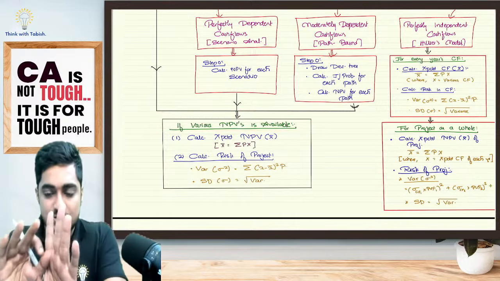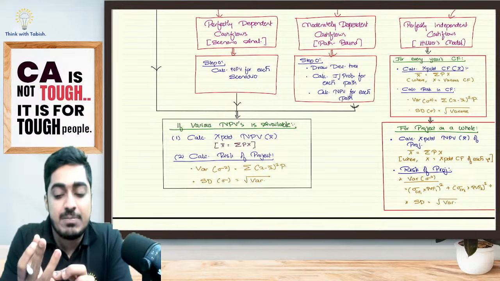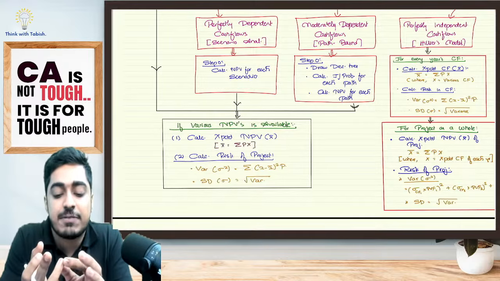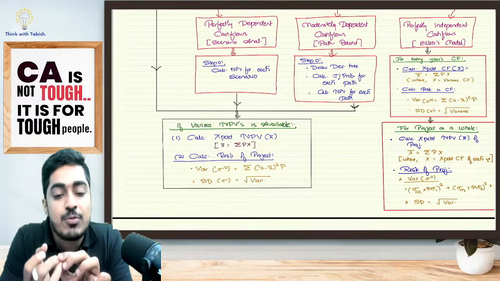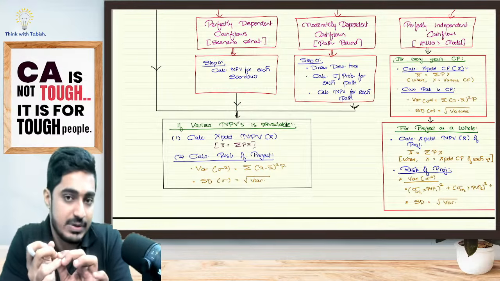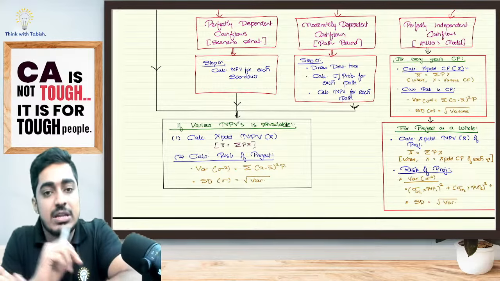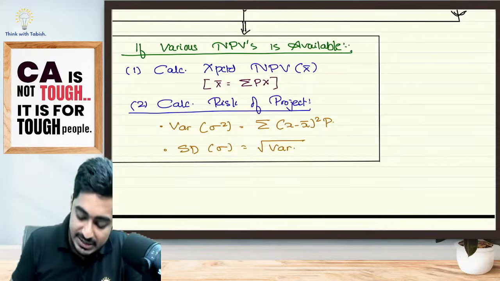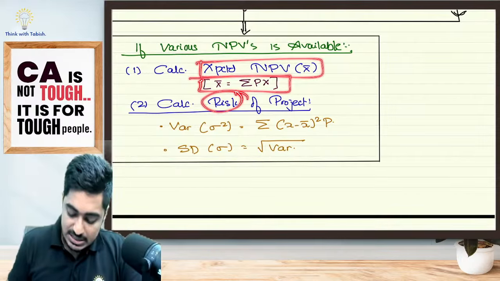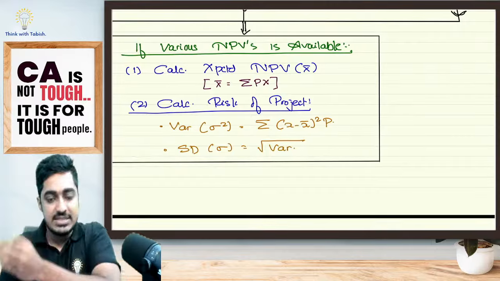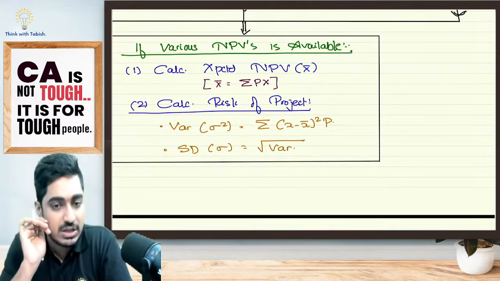That means understand, students: if NPV is directly given, great. If NPV is not given, but it is perfectly dependent or moderately dependent cash flows, step 1 is always to calculate the different NPVs. Once you have calculated NPV, it is simple. Expected NPV is summation p into x. Risk, that is variance, is summation x minus x bar whole square into p. Standard deviation is the square root of variance.